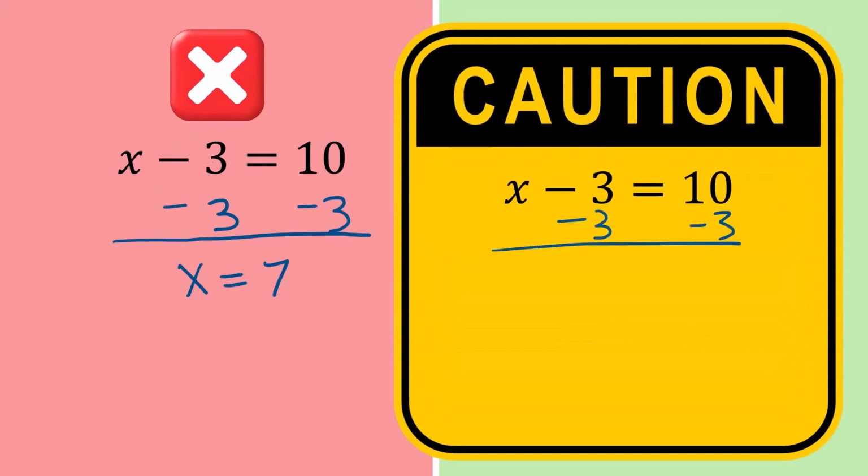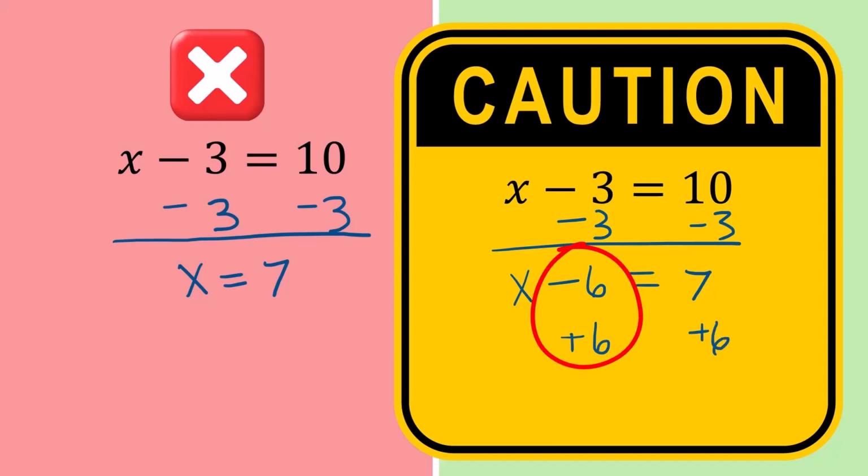If you have x minus 3 equals 10 and you subtract 3 from both sides, you should end up with x minus 6 equals 7. And then from there to solve, you would add 6 to both sides. You have to work with positive and negative signs to cancel things out. Two negatives are not going to cancel out. So we end up with x equals 13.